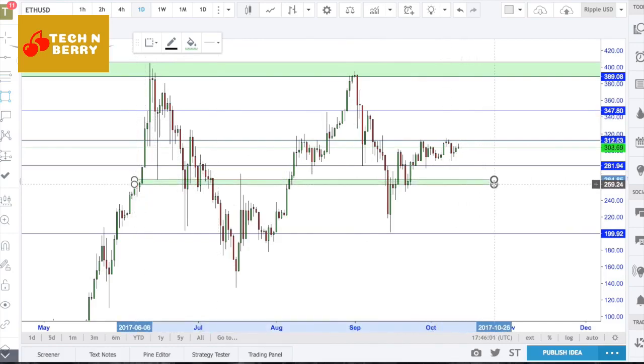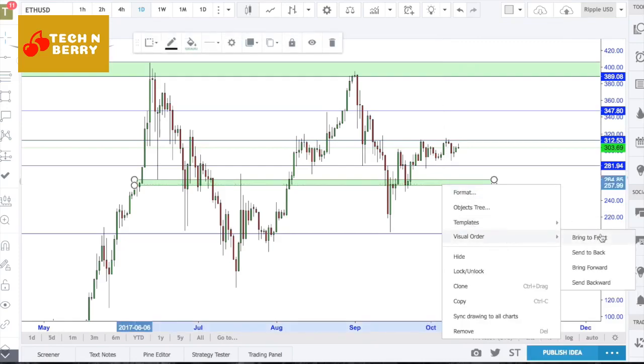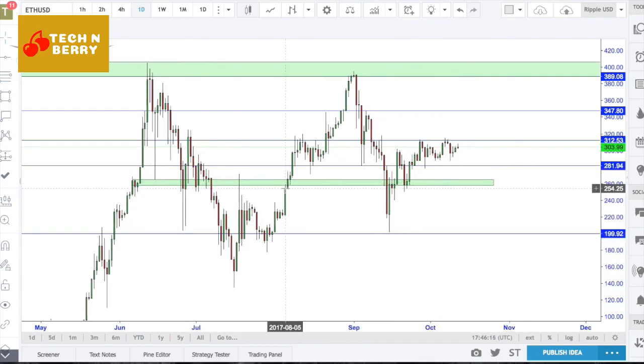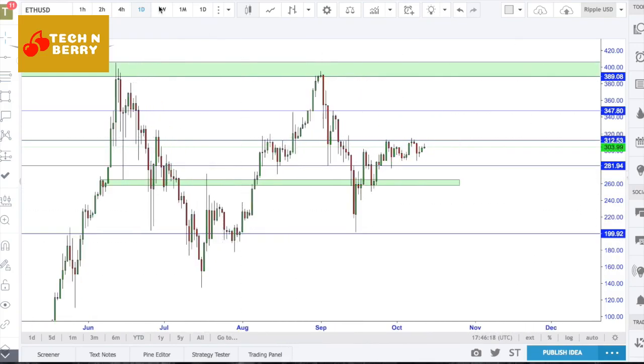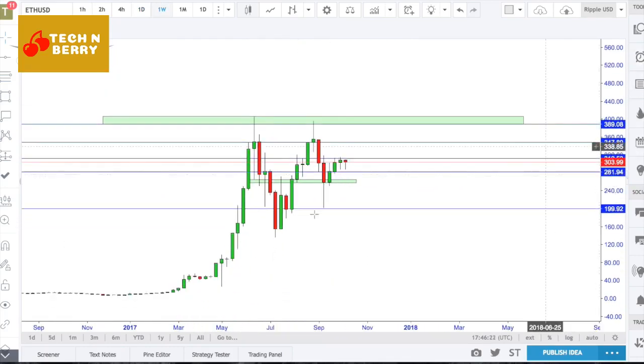For example, just a small level here. And what you do is you right click this and you press visual order and center back. This puts the candlesticks back on top of your zone. So this is almost in the background. So there we have a rough strategy and an approximate way of analyzing these currencies and cryptos.